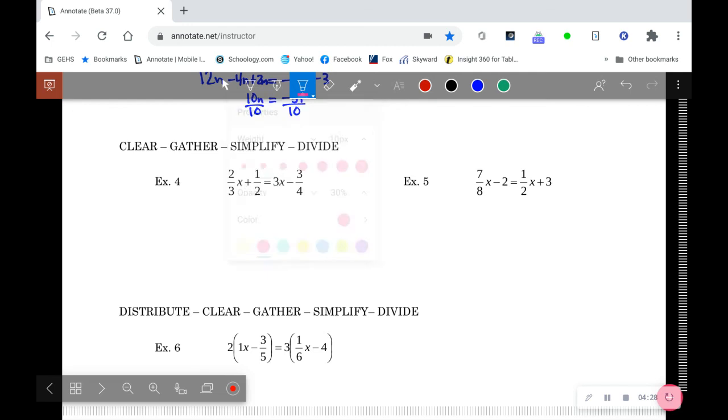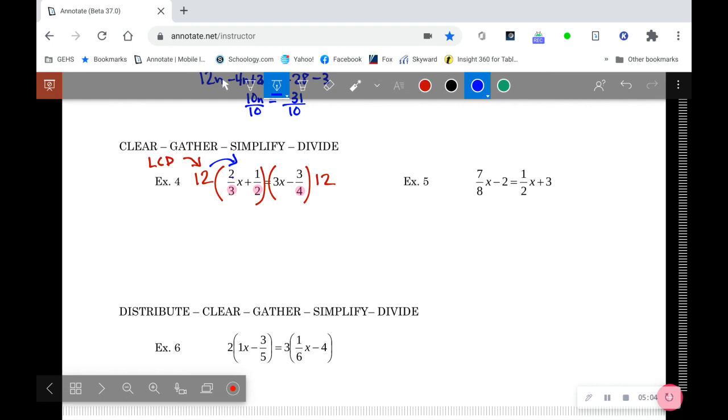Let me highlight the denominators in this problem. 3, 2, and 4 all go into 12, so 12 would be the least common denominator. So I'm going to multiply both sides by the first number that 3 goes into, that 2 goes into, and that 4 goes into, which would be 12. And that's called the least common denominator. Okay, we're ready to multiply here. In the first case, you're going to say 12 times 2, which is 24.